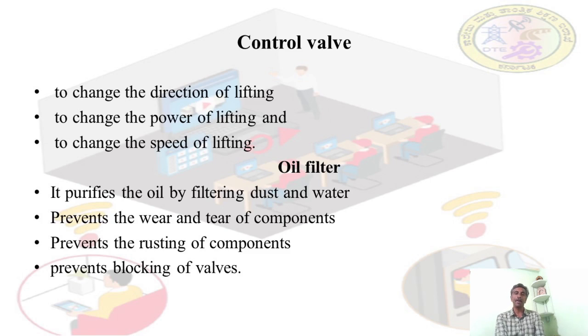The next component is the oil filter. It removes the dust, dirt particles and sediments from the oil. So it purifies the oil by filtering dust and water. Then it prevents the wear and tear of the components, it prevents the rusting of components, and it also prevents the blocking of valves.